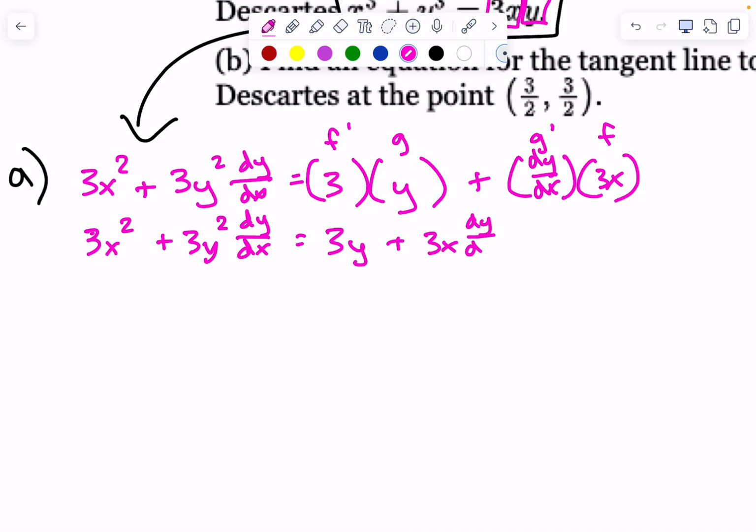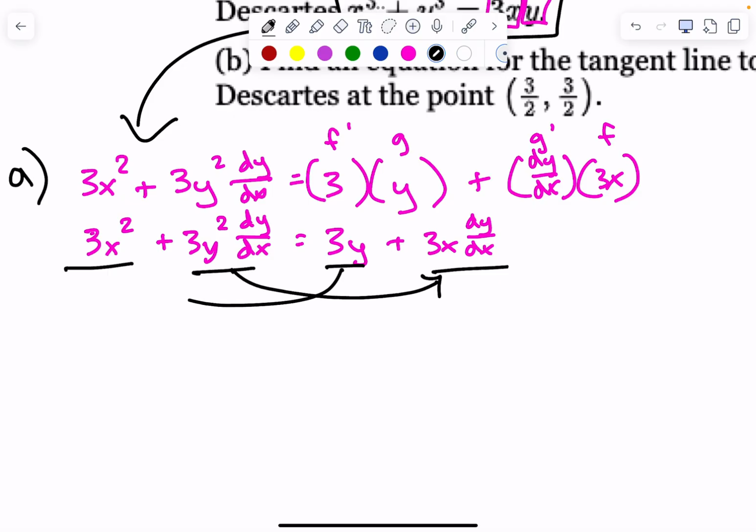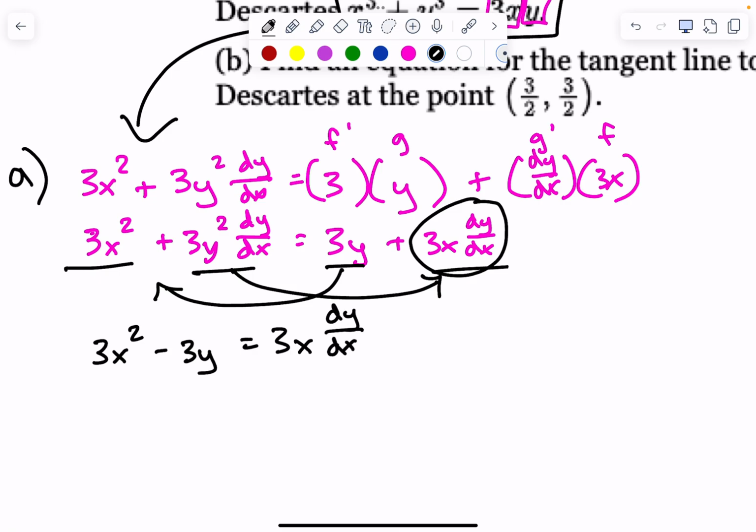dy dx. Now, what's my strategy? Subtract the dy dx. I have 4 pieces: 1, 2, 3, 4. Put them on the same side. Do you want dy dx on the left or the right? It doesn't matter, right? So this will be 3x squared, just chilling, minus 3y, equals, this one right here stays 3x dy dx minus 3y squared dy dx.